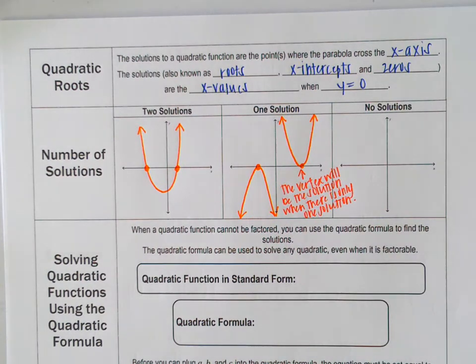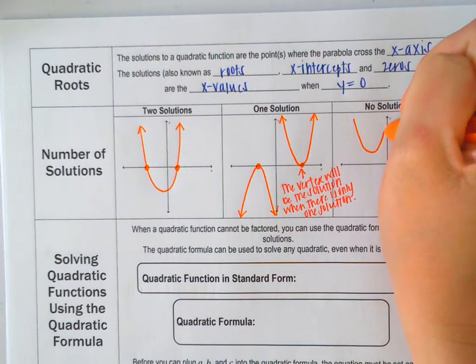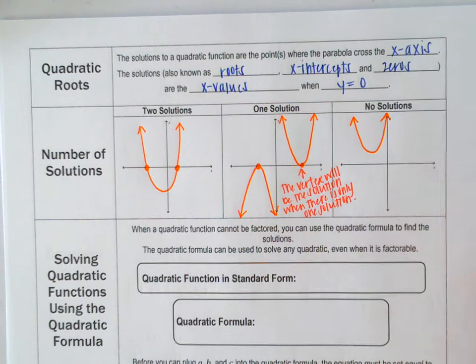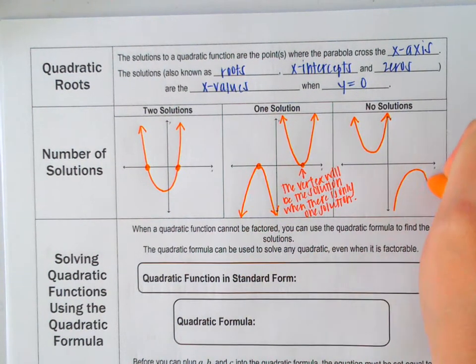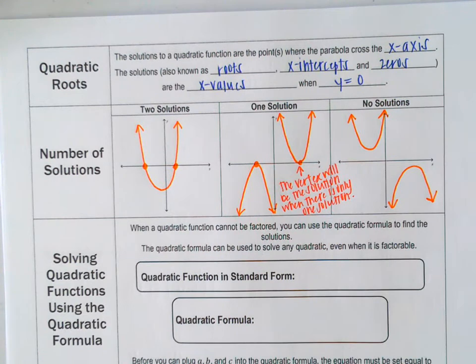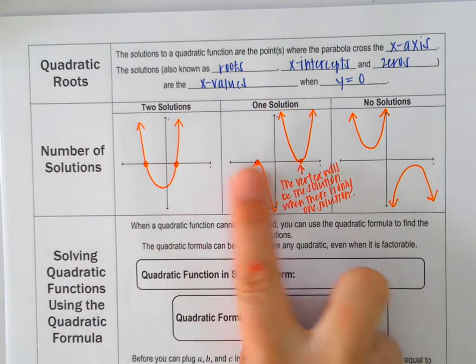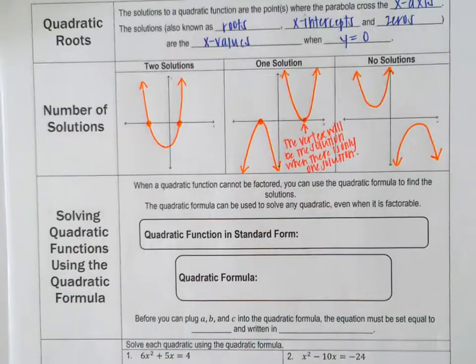And then no solution is something we saw in the last video. No solution is when the parabola is either above the x-axis and never crosses it, or it could be below the x-axis and never crosses it. So it's basically just saying it never crosses the x-axis. So those are your three types of solutions that you could see. It could have 2, 1, or none. That's what we're always solving for. Does it have two solutions? Does it have one solution? Or does it have no solutions?